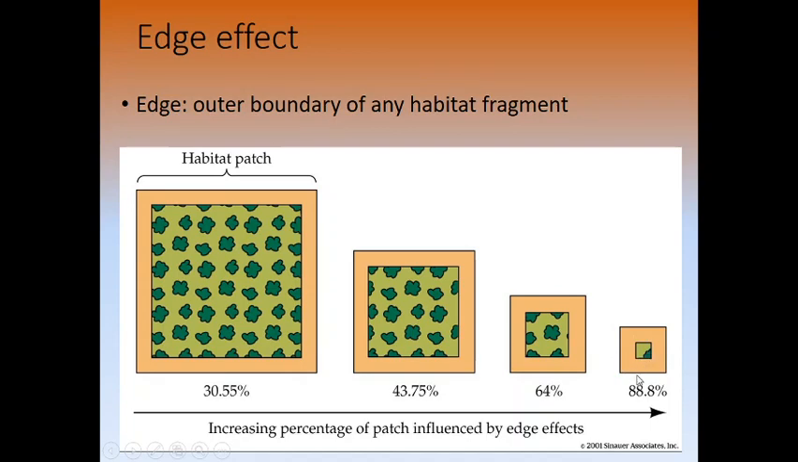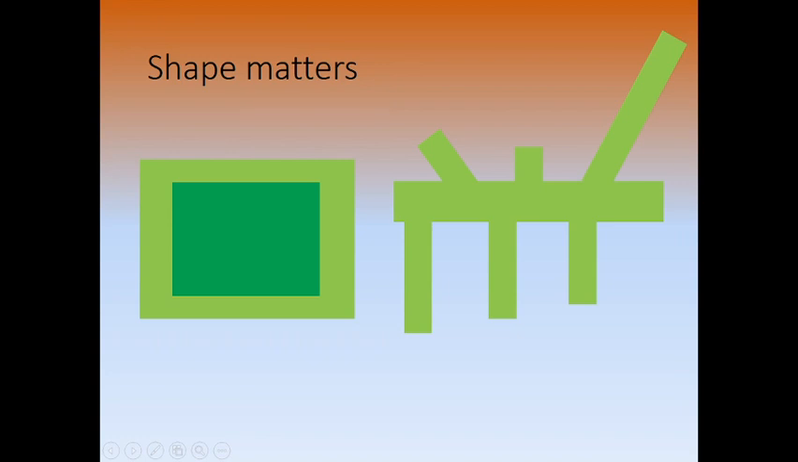So this small patch here, if you go in, let's say 10 meters from the edge of this square all the way around, you only get a little bit of what we call interior habitat. You get mostly edge habitat as patches get smaller. Bigger habitats still have a lot of edge, but it's not as big of a proportion.